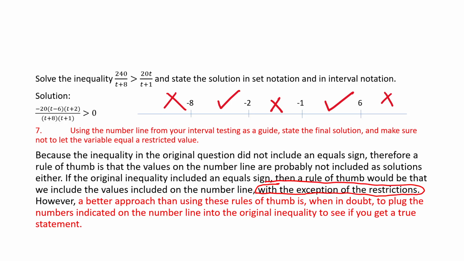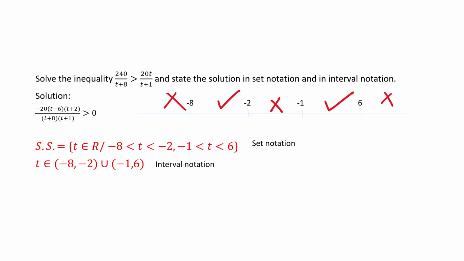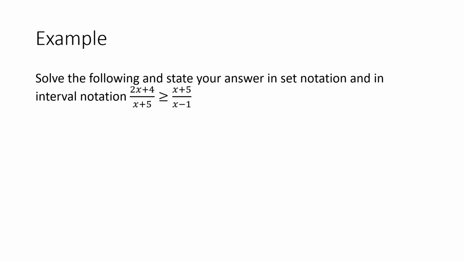Okay, so because it's a little bit more complicated with the rational expression inequalities, a better approach, as it says in red at the bottom, is when in doubt, plug the numbers indicated on the number line to see if you get a true statement. If we state our answer in set notation, we get this answer shown. If we state it in interval notation, we get this answer shown, and we've not violated any restrictions.